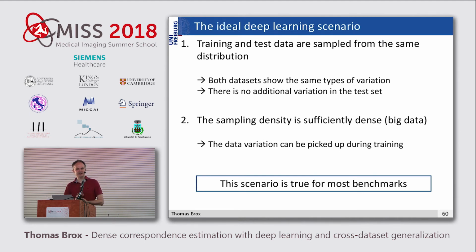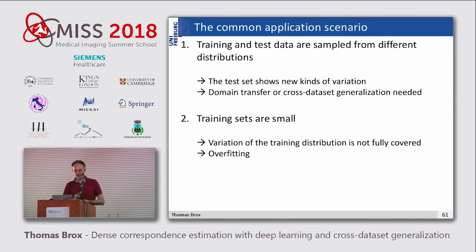The common application scenario, however, often is very different, and you actually mentioned one of them. Your training and test data are sampled from different distributions. So the training data could be the flying chairs data set, which is some synthetic data, and actually you're interested in the movement of organs and tissue, which is a different data set, but that's actually your application scenario. You want to solve that task.